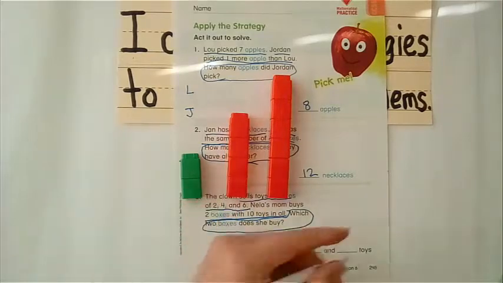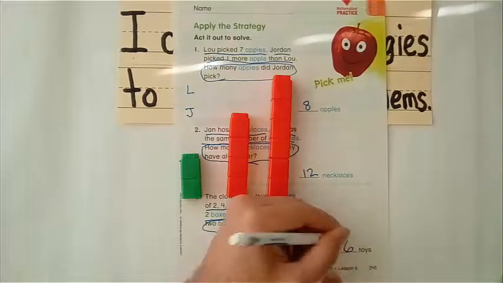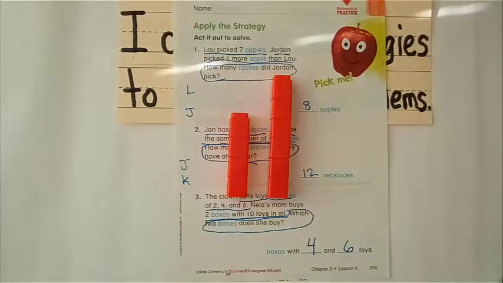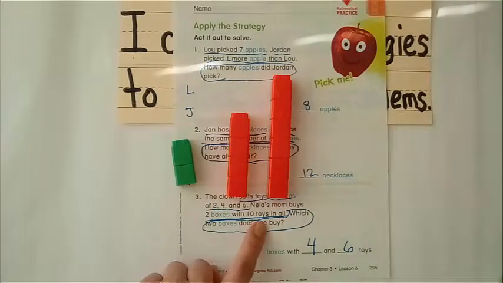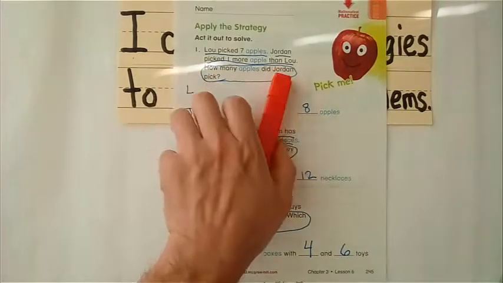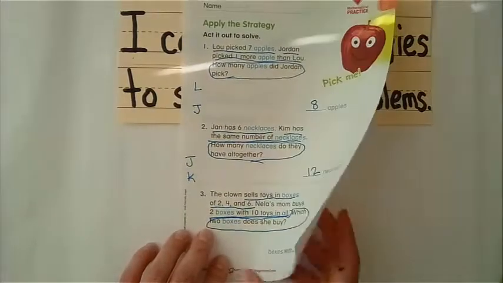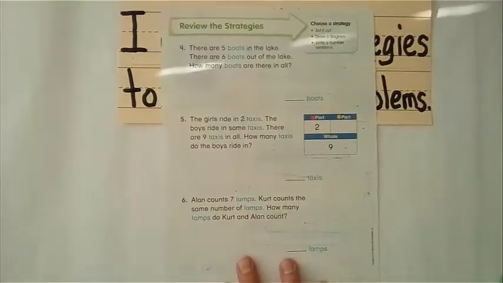They bought the box with 4 and the box with 6 toys because it needs to make 10, because it says you have 10 toys in all. Okay, that was a tough one. Let's do the next page.